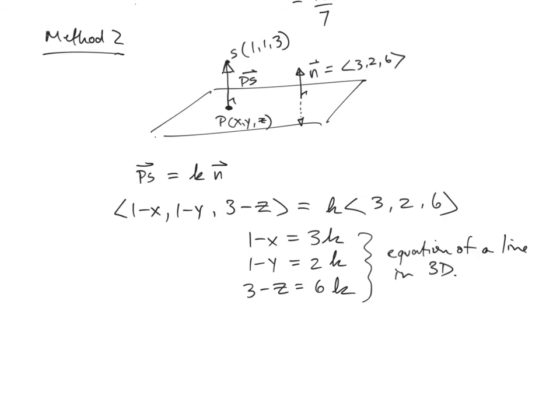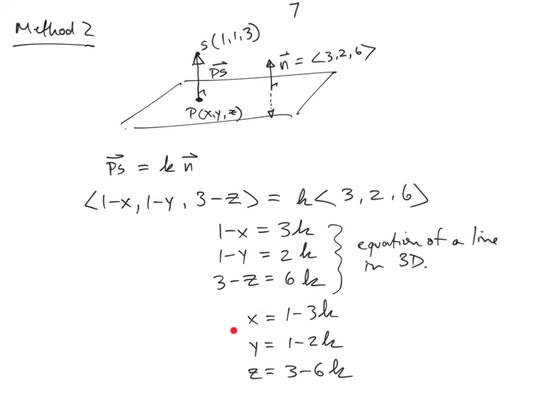Okay, so I'm going to rewrite this so that x is by itself. So x is equal to 1 minus 3k. Y is equal to 1 minus 2k. I'm just rewriting those equations to put x, y, and z by themselves. z is 3 minus 6k. And remember that x, y, z here are the coordinates of this point on the plane. They're equal to these values.